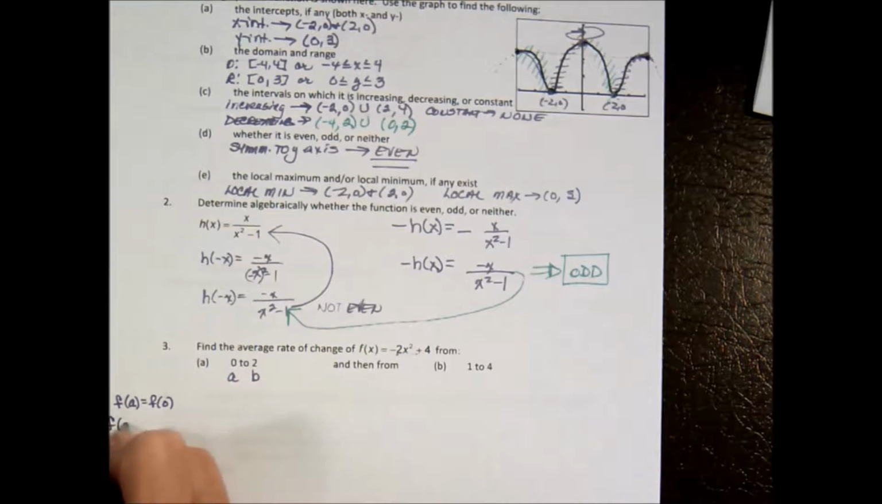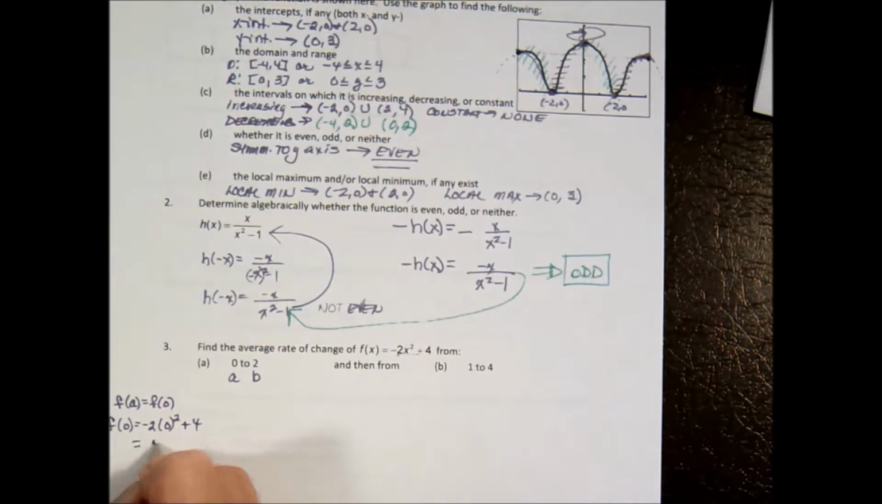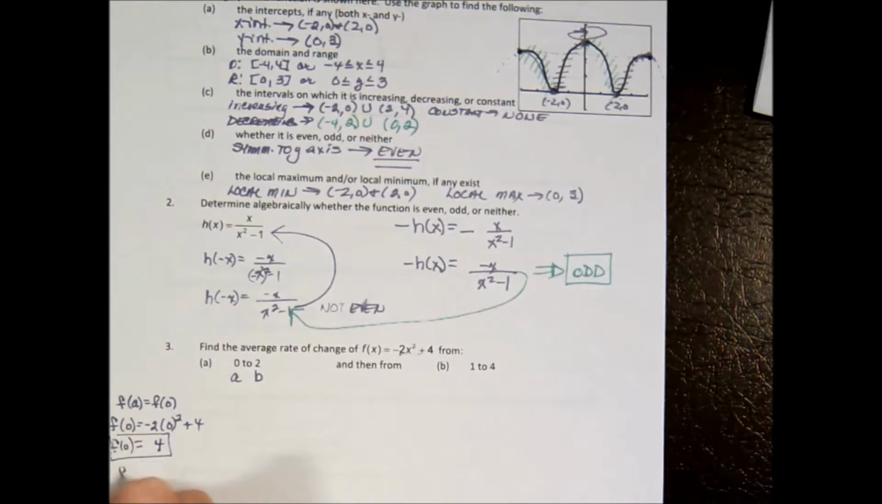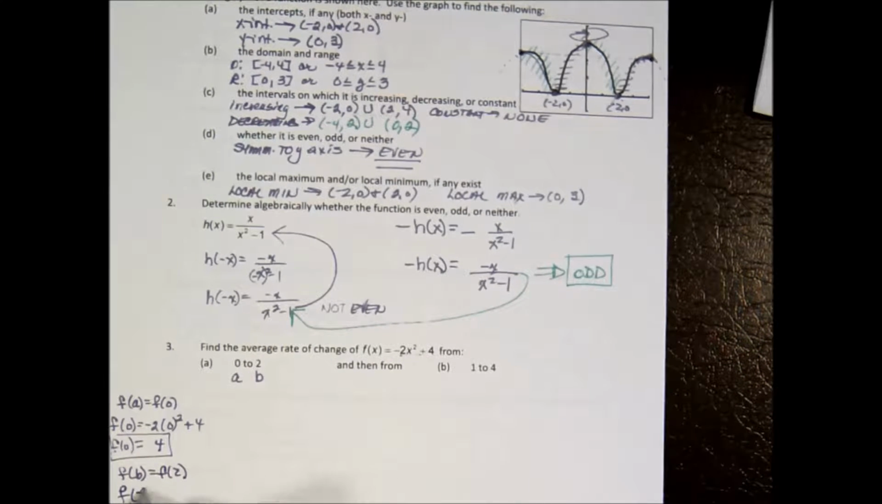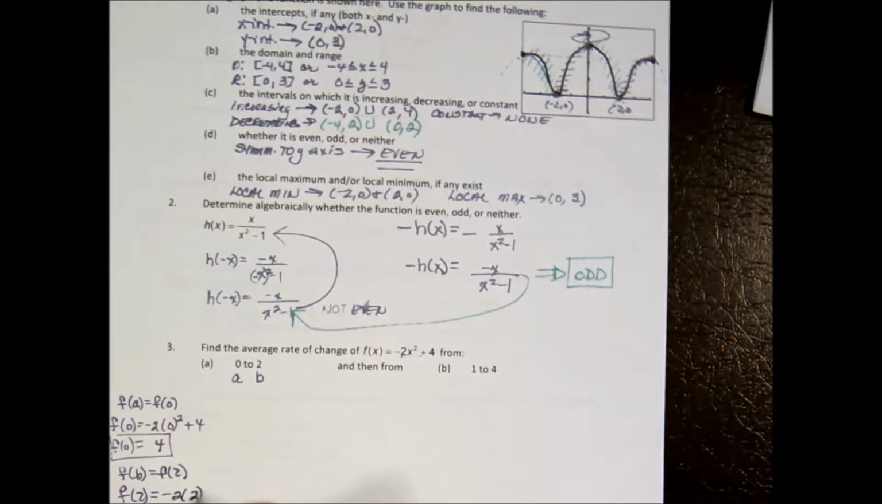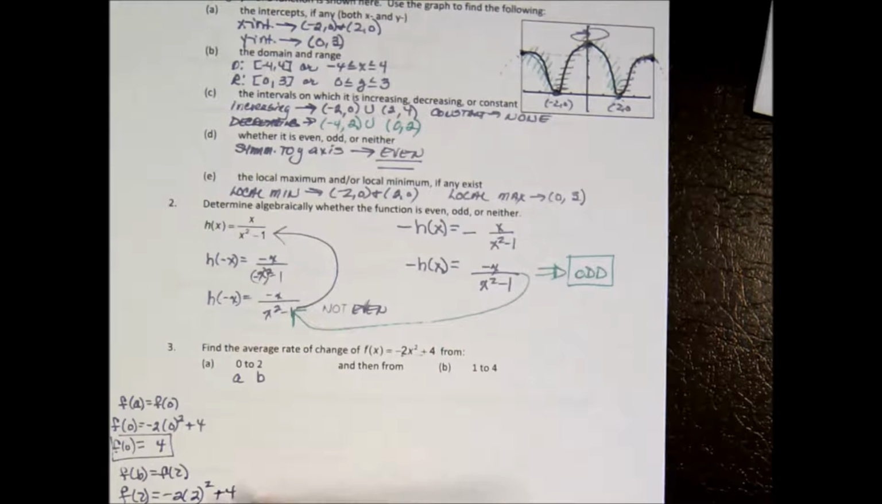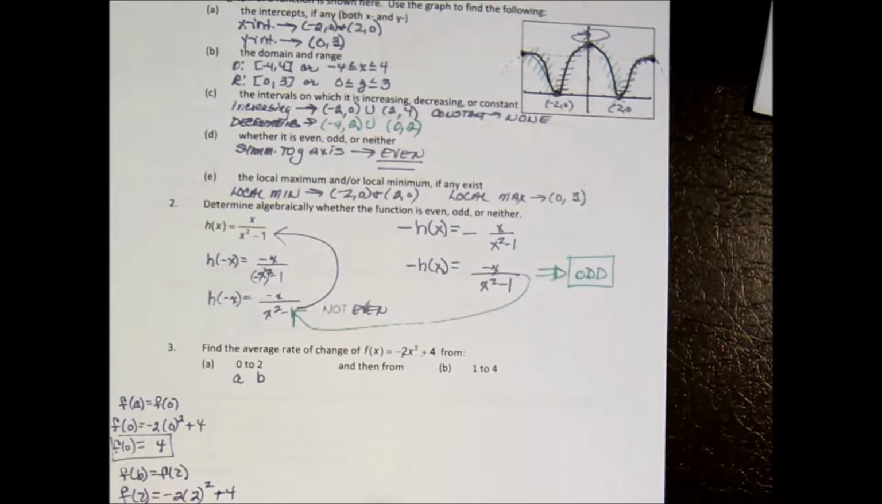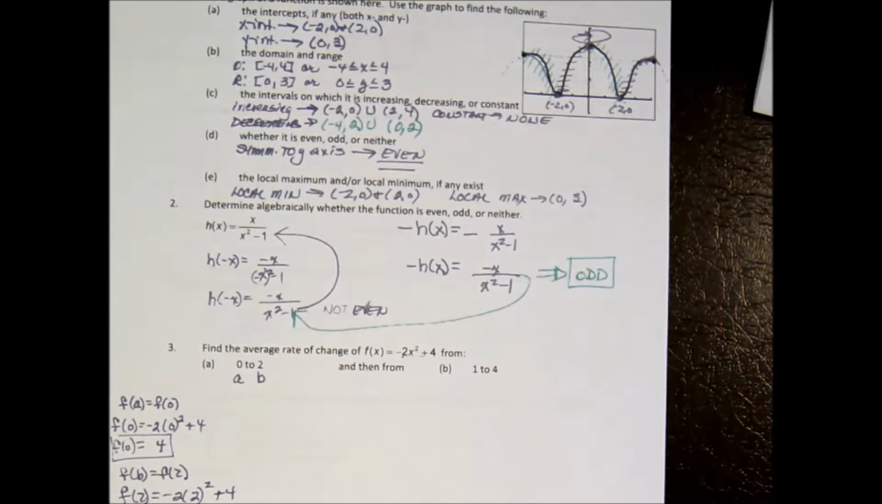So f of 0 is equal to negative 2, take out the x, put in a 0, plus 4. Or negative 2 times 0 is just 0, plus 4 is 4. So f of 0 is 4. I'll use that in a minute. And now we want to find f of B, which would be f of 2. So f of 2 is equal to negative 2, take out the x, put in the 2 squared, which is negative 2 times 4 plus 4. Or f of 2 is equal to negative 4, because it's negative 8 plus 4.